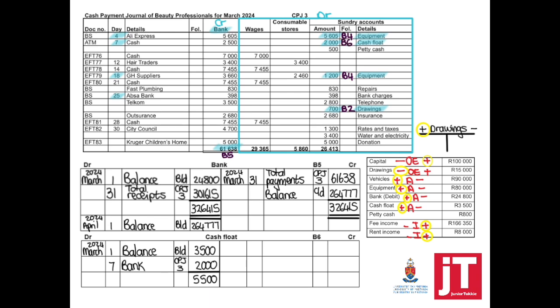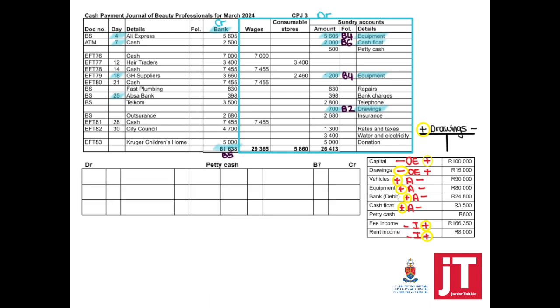Then we've got petty cash. Petty cash is also regarded as a current asset. On the debit side, balance brought down 800. Step number 2, posting from the CPJ. Bank is credited, the rest is debited.